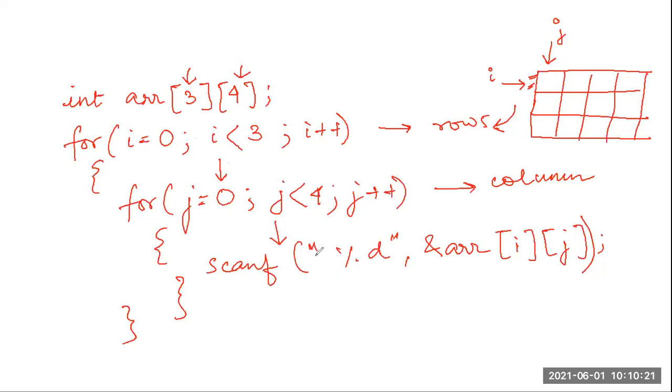The inner line says scanf the element and store it at i and j, whatever the location is. Currently my i location is 0 and my j location is 0. Whatever element I take from the user, suppose 2, will be stored in the 0,0 location. Then it says j plus plus, right? It is not going here. From here, it will just branch to here.